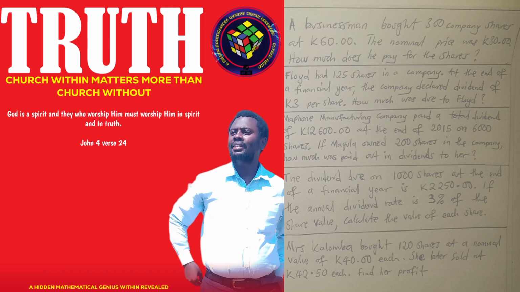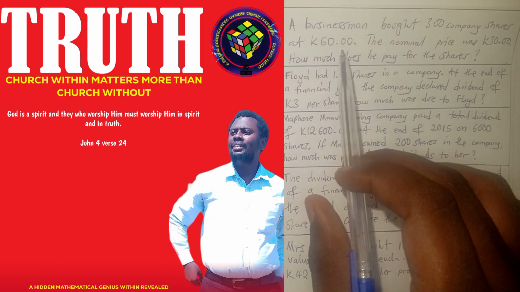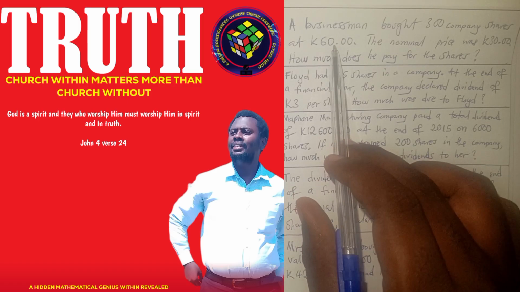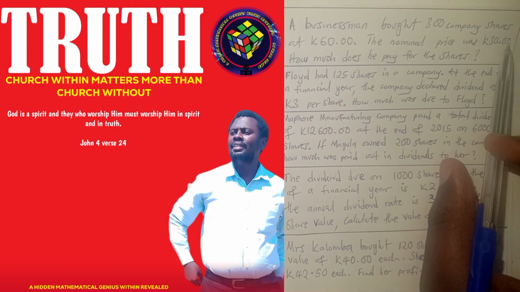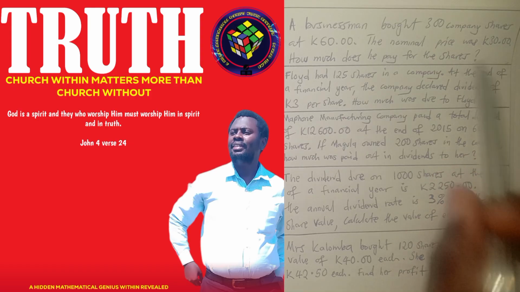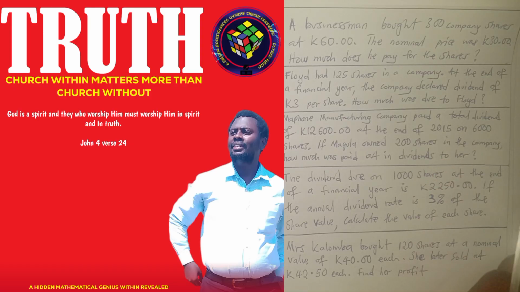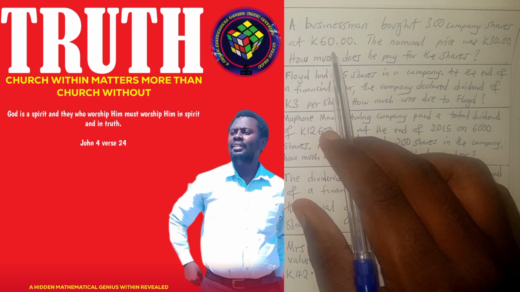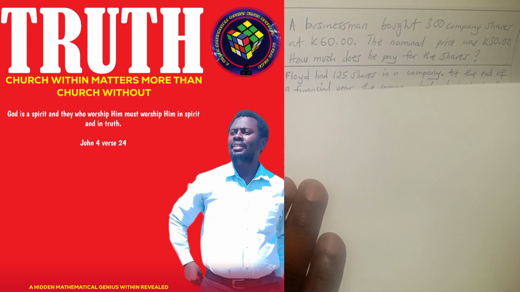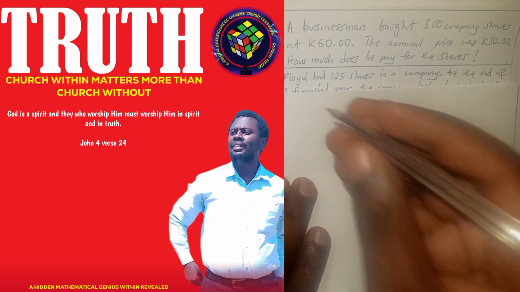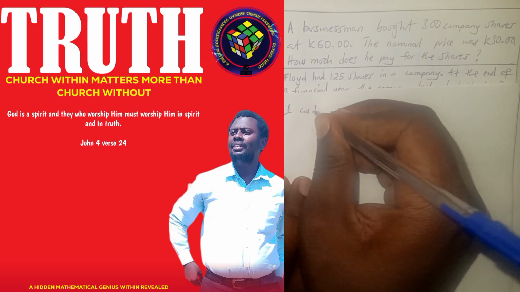So here we have two amounts. There is 60 kwacha. This 60 kwacha is the amount per share. And this nominal price, the 30 kwacha, is the value of each share. Now here, we want to calculate how much he spent on the shares. So he was buying at 60 kwacha per share. So that is the amount we're supposed to use, since we are only interested in the cost of shares.